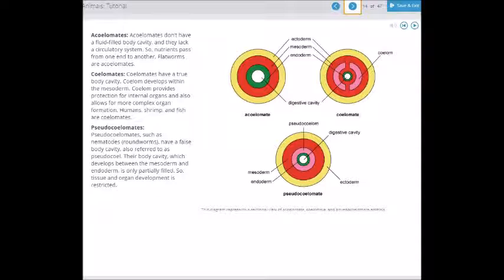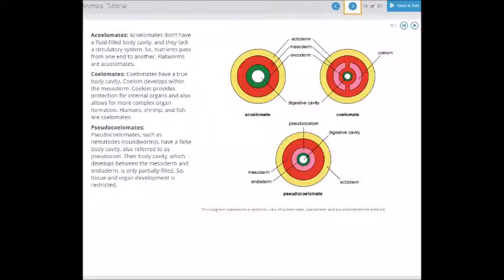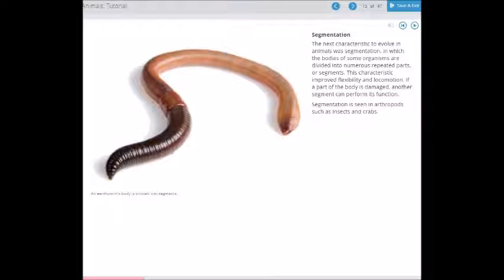All right. So after that, we're going to talk about some of the coeloms segmented, and some of the coeloms became ones with an endoskeleton. So let's see what's next. Yeah, we're going to go to the left. We're going to talk about segmentation. Now, segmentation just means that the bodies are divided into numerous repeated parts or segments, and it improves flexibility and locomotion. Now, this is an earthworm.